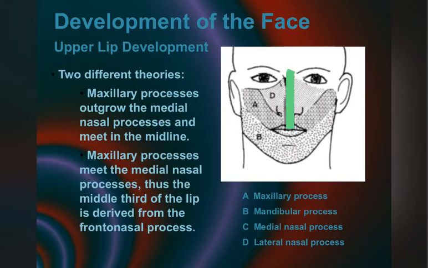Here we notice that the medial nasal process not only gives rise to the philtrum of the upper lip, but also contributes to the mid region of the nose, central region of the nose. Also, the central region of the nasal cavity. Also, the premaxilla, as we mentioned before, which is the area of the upper jaw that carries the incisors.